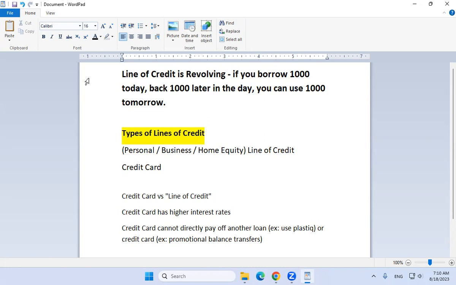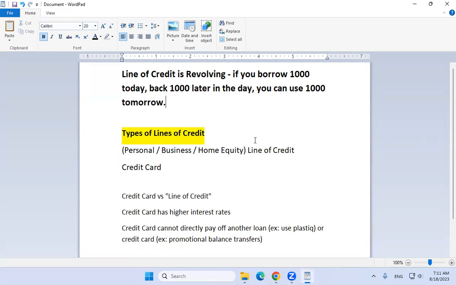So a line of credit is a financial tool where you borrow money, you pay it back, and then you can reuse it over and over again. Whereas with a loan, you borrow money, if you pay it back, you can't use it again unless you get a new loan or you refinance. So here, my example says you borrow $1,000 today, pay back $1,000 later in the day, and then you can use $1,000 tomorrow. So again, the idea with the line of credit is that you can use it over and over again, no issues, unlike a loan.